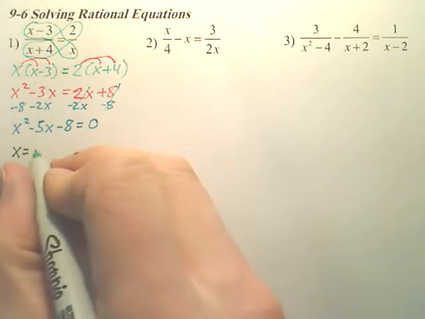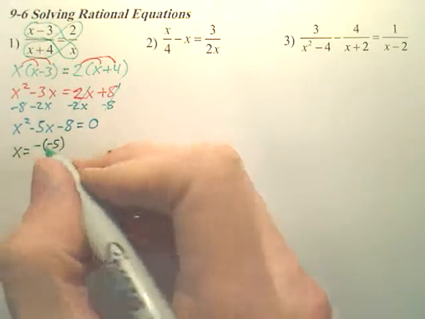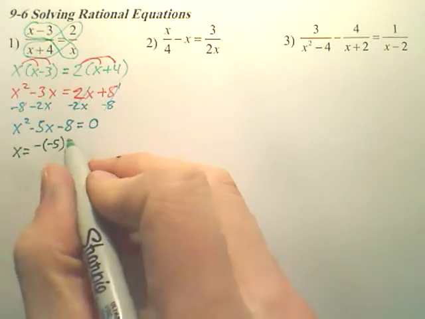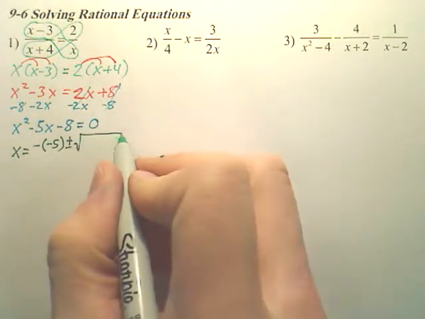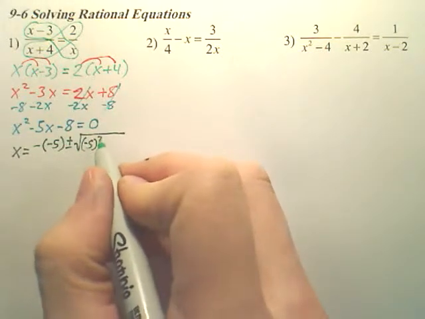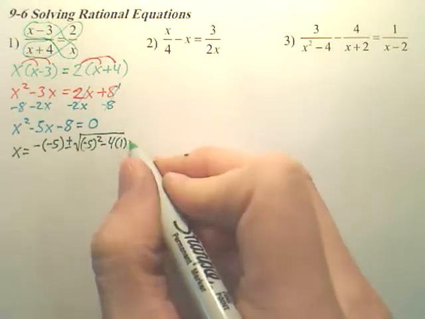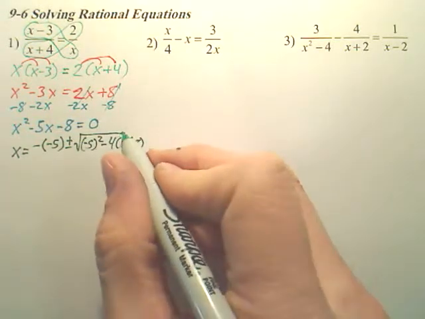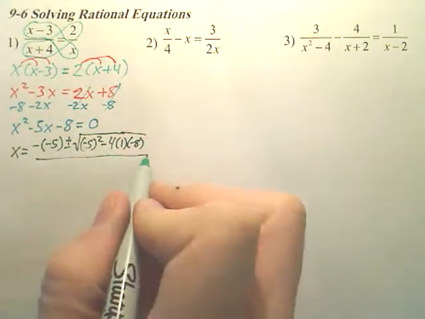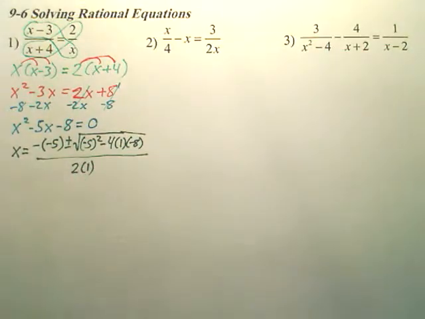x equals the opposite of b, so the opposite of negative 5, plus or minus the square root of b squared, which is negative 5 squared, minus 4 times a times c, which is negative 8, all over 2 times a, which is 1. So yay, we got to throw out the quadratic formula. Haven't done that for a while.